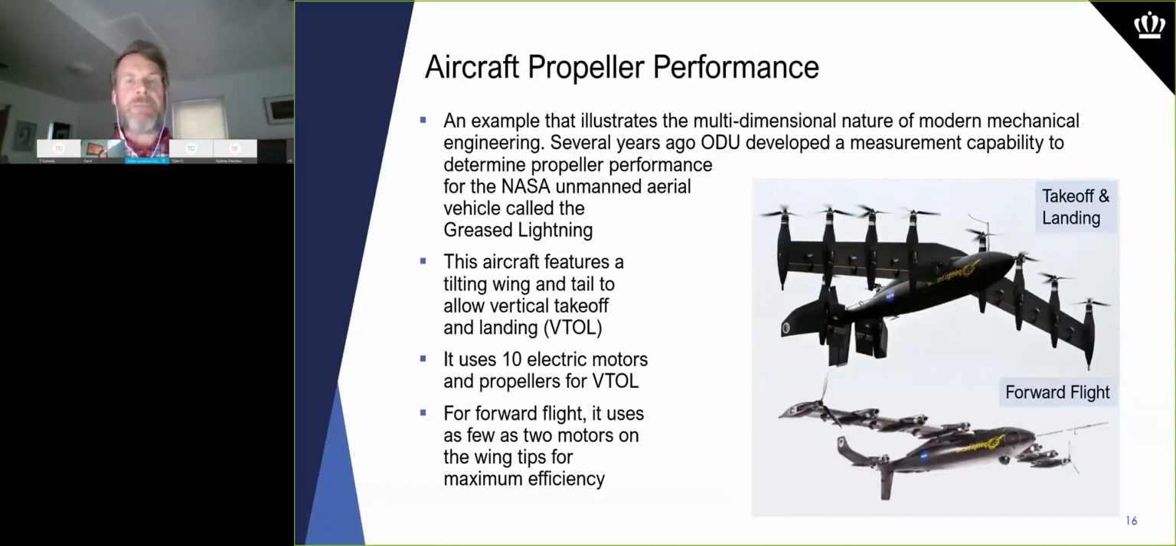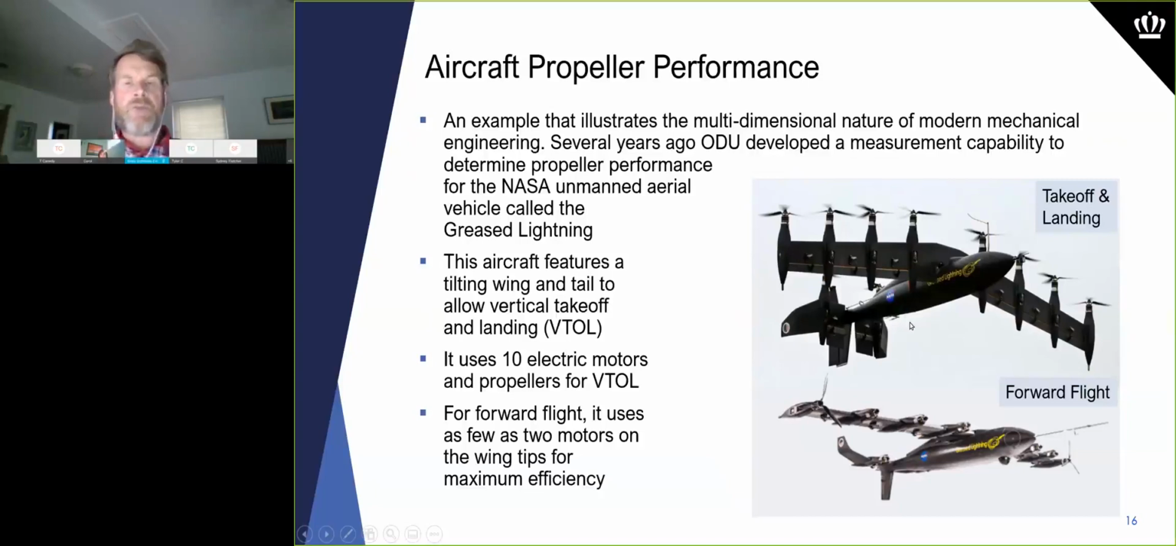So let's look at an example. This is the aircraft that we worked on at ODU. This is known as the Grease Lightning or the GL-10 aircraft. It's an interesting UAV or uninhabited or unmanned aerial vehicle. It has 2 wings that tilt. The wings have a lot of propellers on them, known as a distributed propulsion system. They have 10 electric motors driving them.